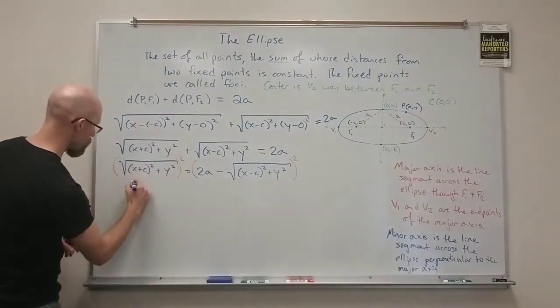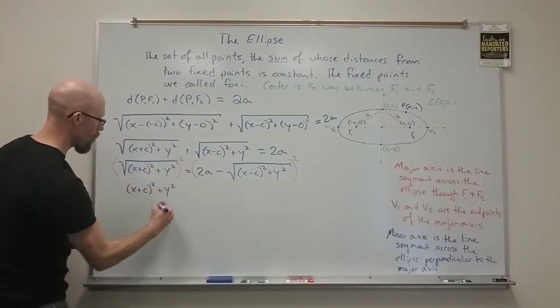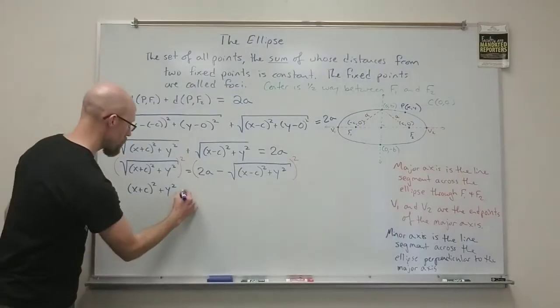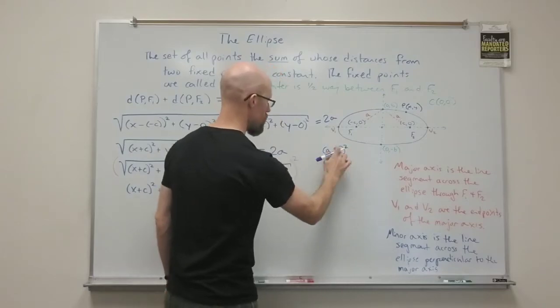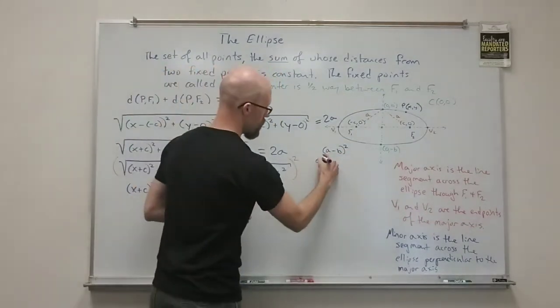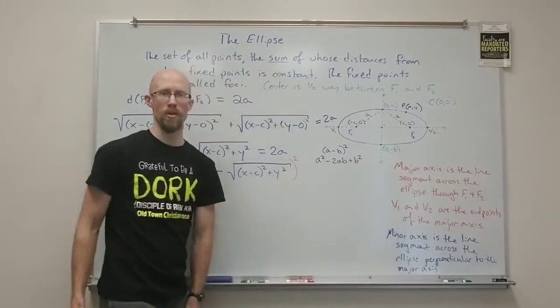So on the left side, it's very nice. The square and square root disappear. You get x plus c squared plus y squared. That's all I have left on the left side. The right side, when I square two terms, we use the formula a plus b squared, or in our case, it's a minus because we're subtracting. a minus b squared is a squared minus 2ab plus b squared, a perfect square trinomial formula.